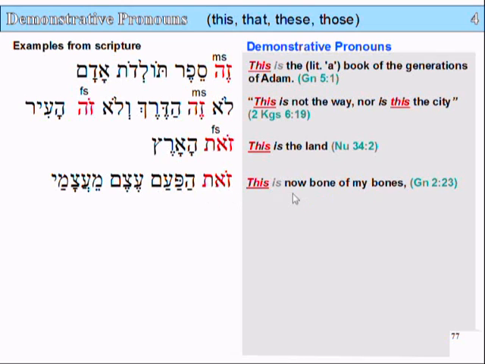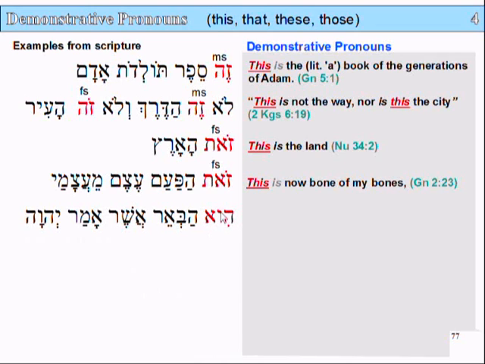Zot hapa'am: they've translated the word for time as "now," and that's pretty well exactly true. Hapa'am, the time, or the now. This, the now, is bone, etzem, me'atzamai, from my bones. Atzamai means my bones. Just putting the yod at the end of etzem makes it plural: my bones. The mem here means from, which they've translated "of." Zot hapa'am etzem me'atzamai: this is now bone of my bones. And the word zot is the feminine singular again. Next example.